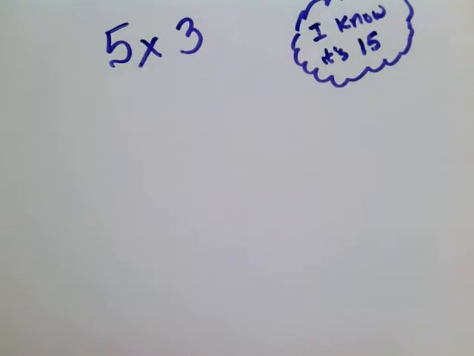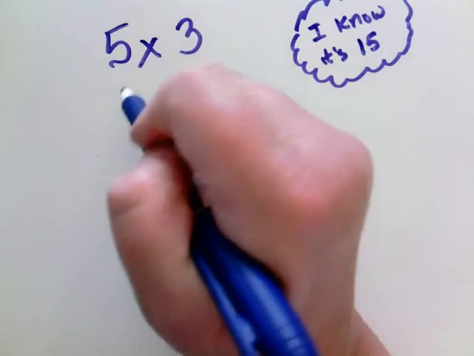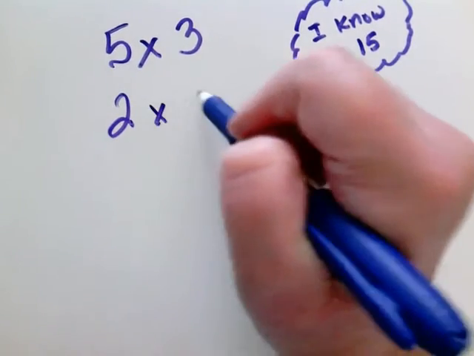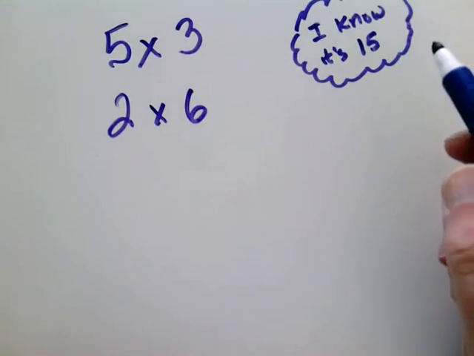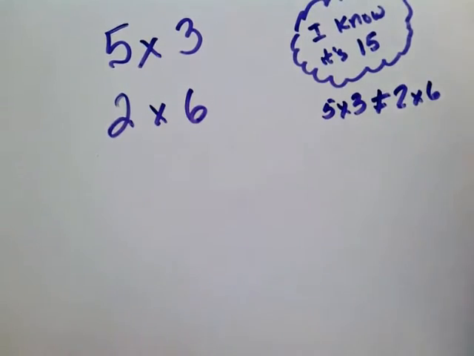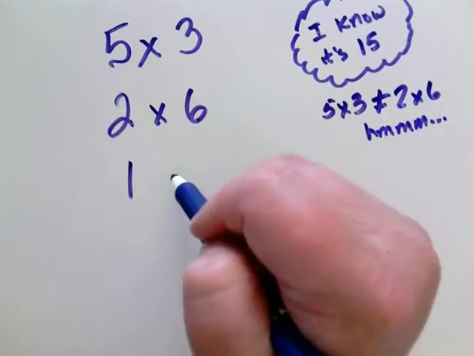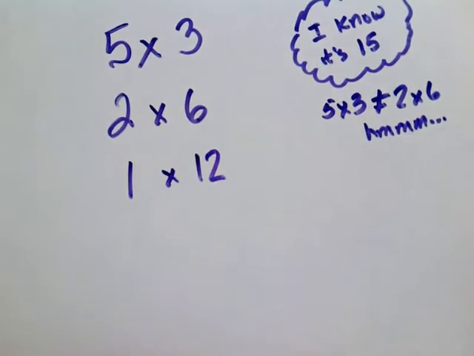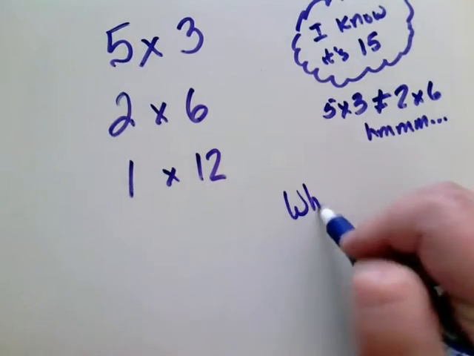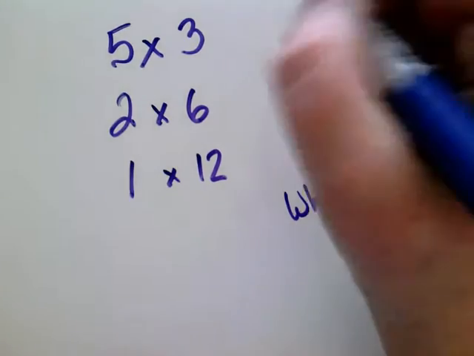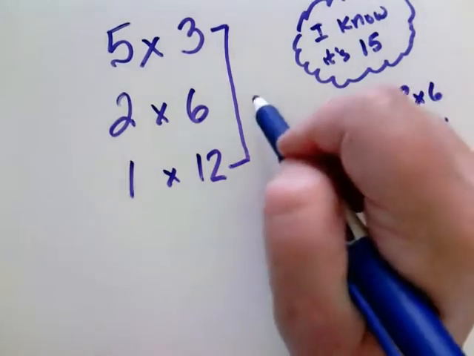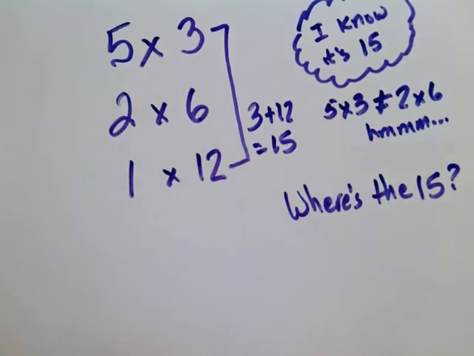Well, let's go back to the beginning. Half of 5 was 2 1/2. So here's what we're going to do. We're going to completely ignore the half. So when we get half of 5 is 2 1/2, we'll just call it 2. And we'll double 3 to get 6. Now 5 times 3 is not equal to 2 times 6, but that's okay. Let's keep on going. Half of 2 is 1, and we double 6 to get 12. So where's the 15? There it is. The 15 is the 3 plus the 12.